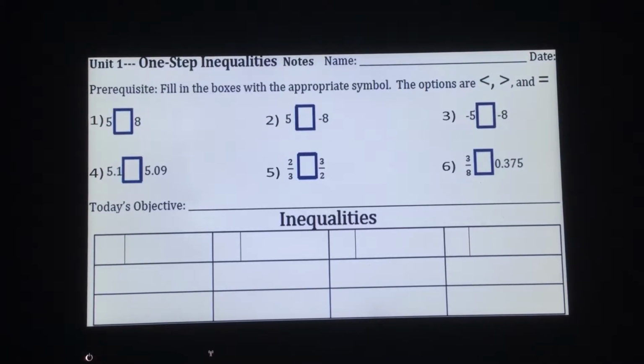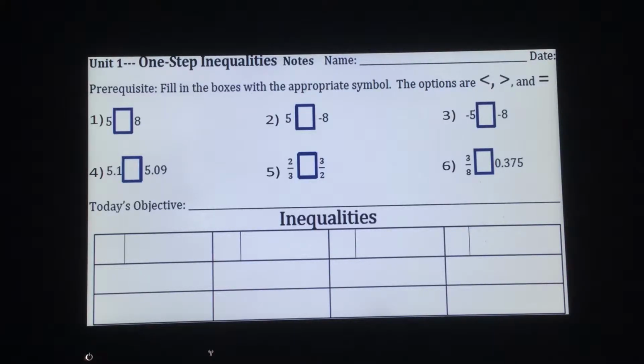Hey guys, welcome back. So today we're going to be doing one-step inequalities. Now before we actually start the one-step inequalities, what I want you guys to do is fill in these boxes with either a less than symbol, greater than symbol, or equal to symbol. They are going to pop up on the side, so make sure you answer them. Go ahead and do that right now.